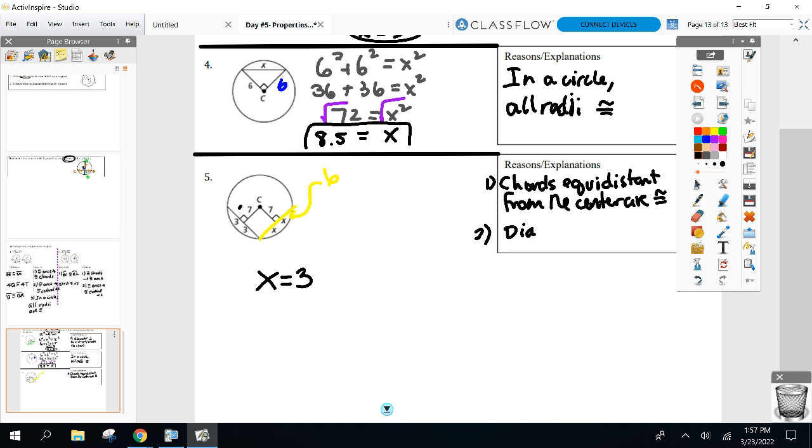Last theorem for today. Diameter perpendicular to a chord bisects the chord. Be ready to put these into your reasons column tomorrow. Get psyched. We are going back to proofs. Good work today. Good work. Especially on the homework today. Good work.